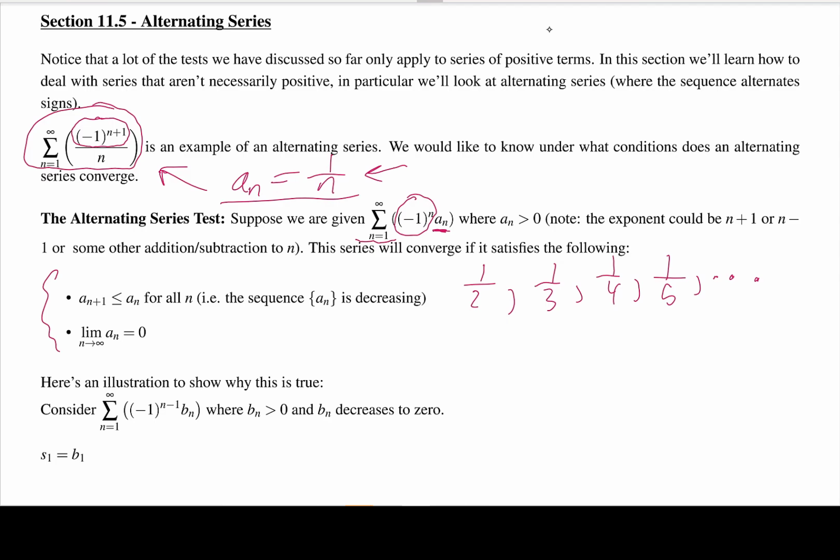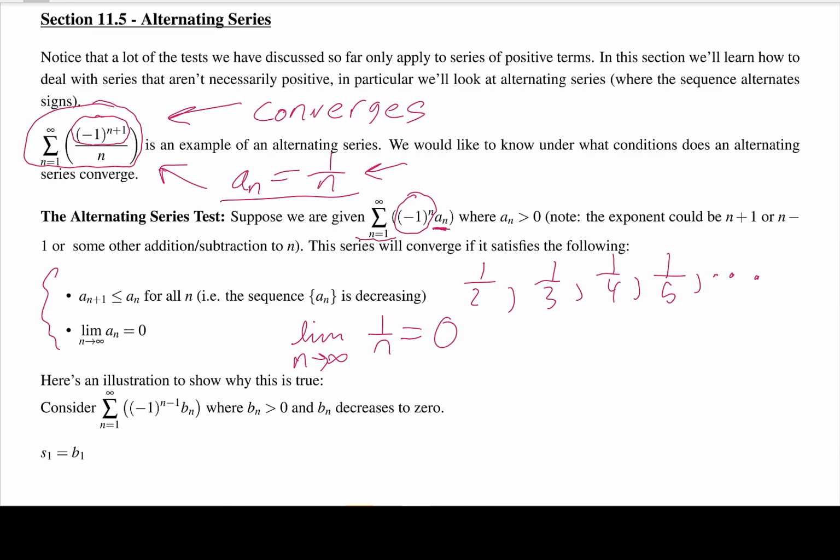The next thing we need is that the limit as n goes to infinity of a sub n is equal to 0. Basically, our a sub n sequence is converging to 0. Well, if we look at the limit as n goes to infinity of 1 over n, this would give us 0. So what we've proven right here is that this alternating series converges. To reiterate, I made sure that our a sub n sequence was positive. Then I checked to make sure that our terms are decreasing, and that the sequence is converging to 0.